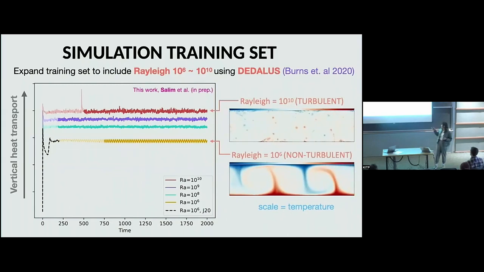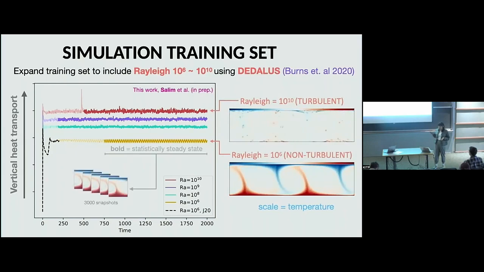So this is what the oscillatory or non-turbulent system looks like. And here at the very high Rayleigh numbers, we can see that there's much, much more smaller scales and much more chaotic flows. And so from this, statistically, we only consider data that we see reaches the statistically steady state. We take our images from this subset to make our training set.